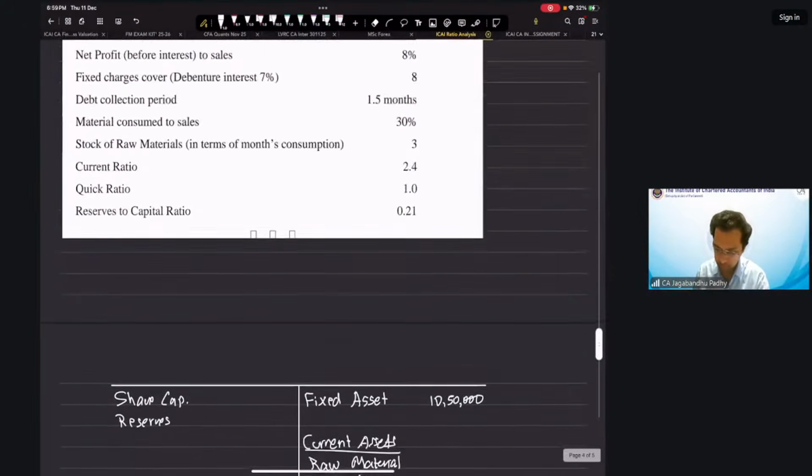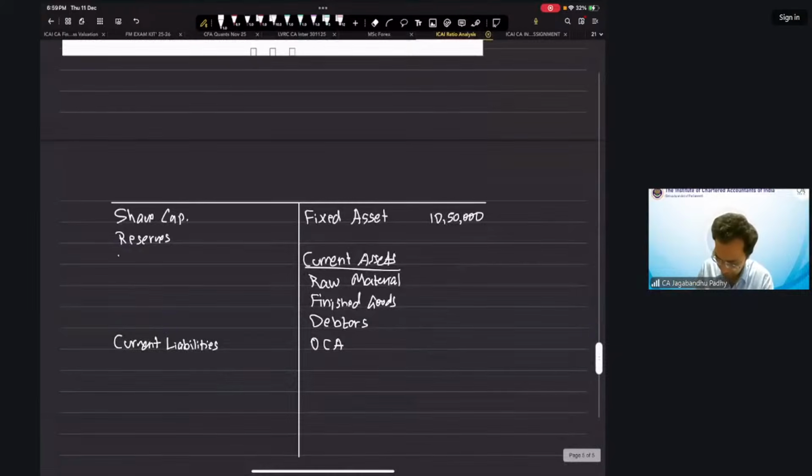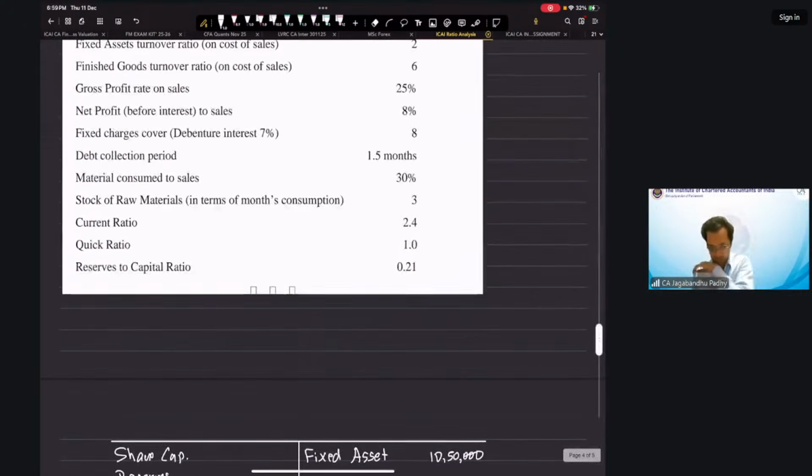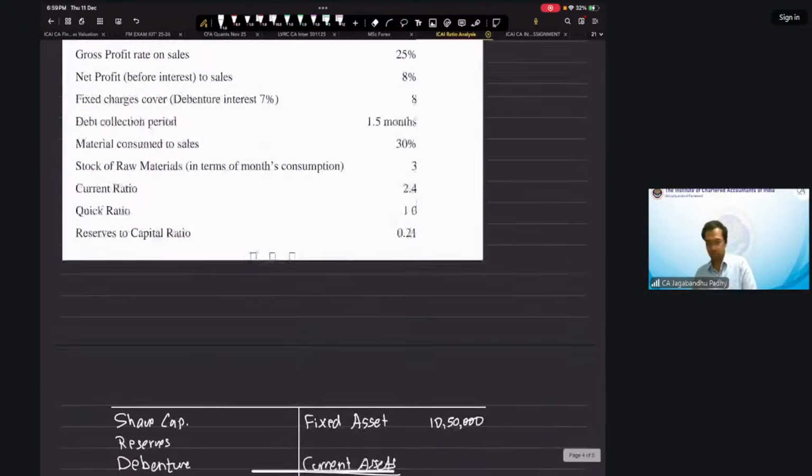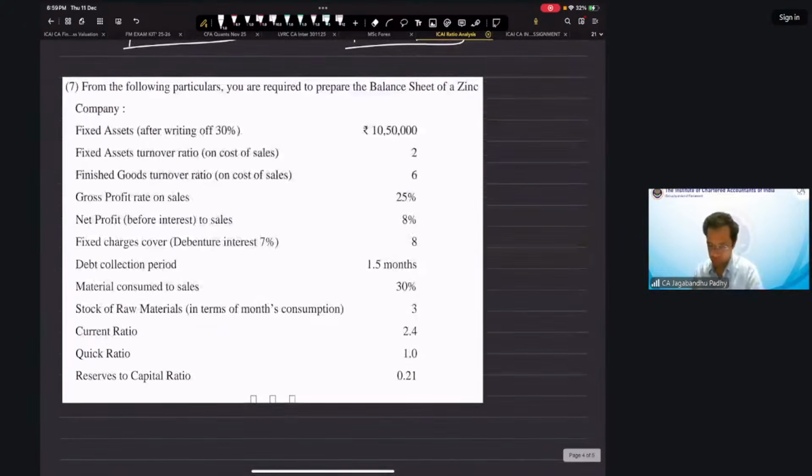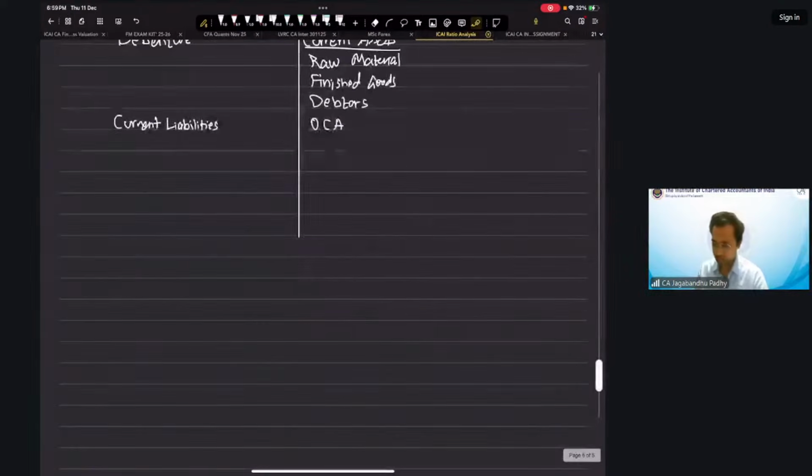And we'll have the debentures also because there's a debenture available. So we have the debenture, and debenture interest is basically 7%. So debenture also needs to be captured. So now since we have the fixed assets available, we'll first take into account the fixed asset turnover, which is on cost of sales. So let us get the cost of sales.